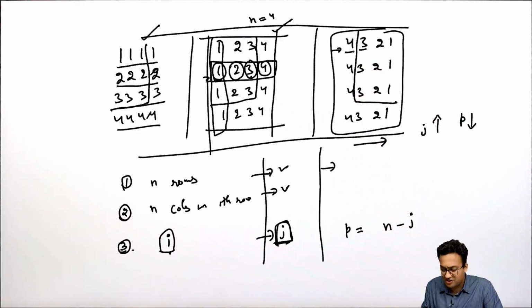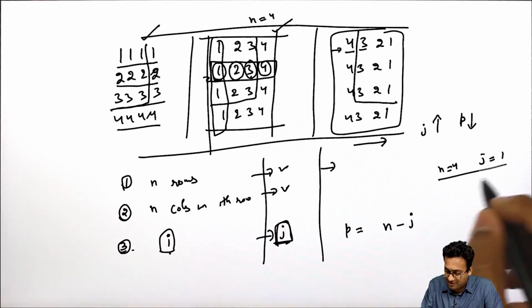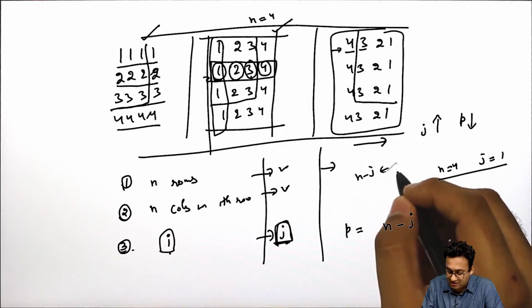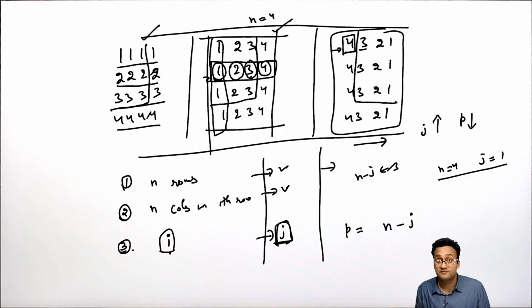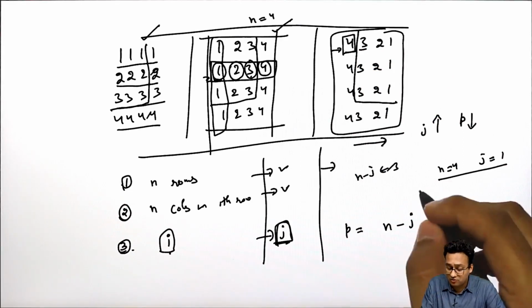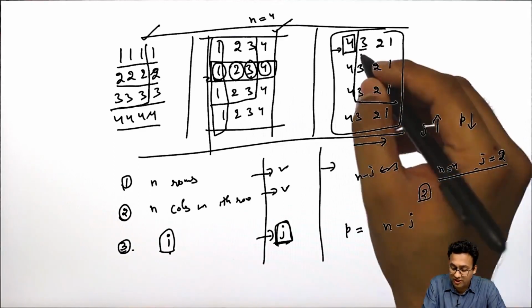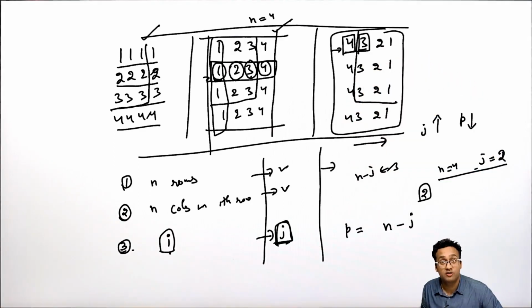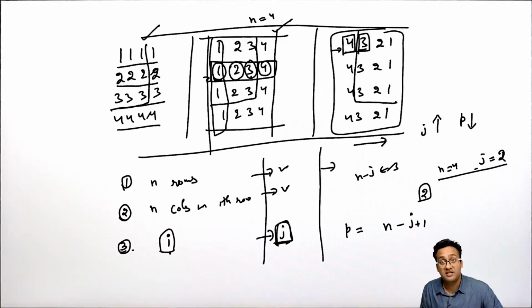So let's try n minus j, if this will work. So if n is 4 and j is 1, what will happen? N minus j will be 3. That means it would start from 3 and not from 4. So there is a gap of 1. If j is 2, n minus j will be 2, but we want it to be 3. There is a gap of 1. So let's try this, n minus j plus 1.